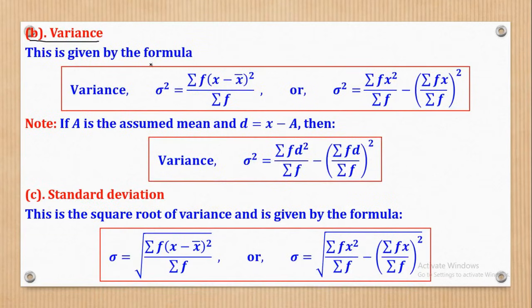Then variance, still the formulas are the same, but like I told you, what is changing is the x, because for grouped data, x means class mark. Now if they give you the assumed mean, then variance will be in this form. It's no longer x here, it is now d. And those formulae are also available in your mathematical tables. Then standard deviation is the square root of variance.